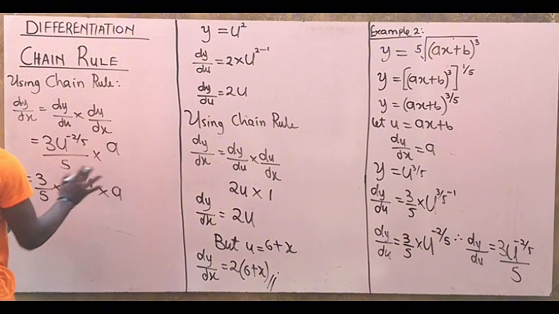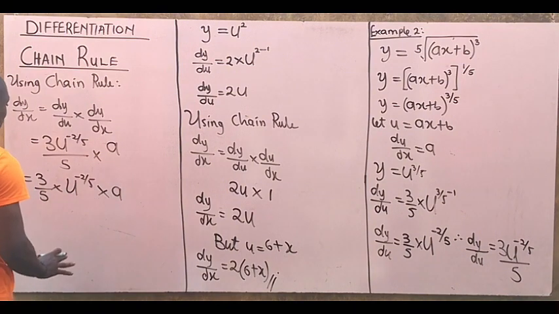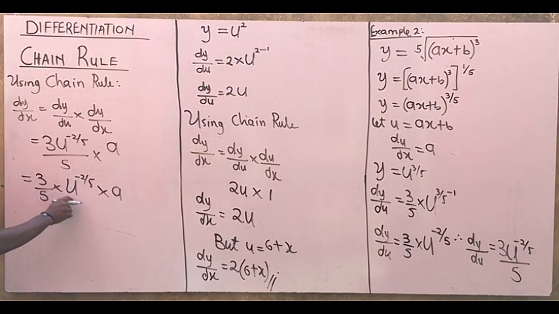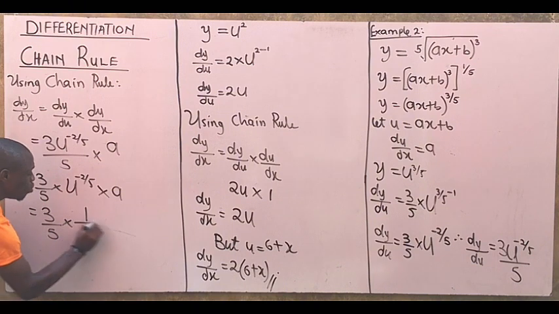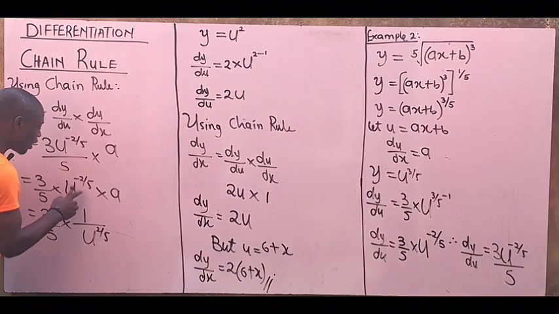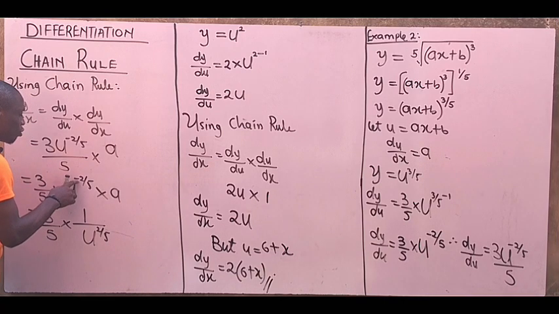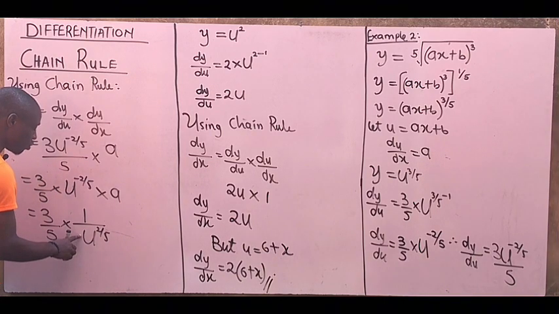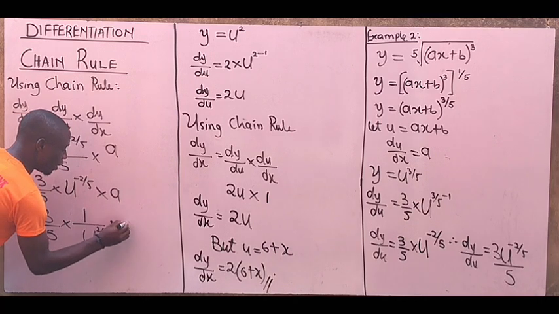I spread it out, right? Is it correct this way? So it means that if I take this one back to indices, I'll have 3 over 5 multiplied by, take this one to indices, that becomes 1 over u to the power 2 over 5. This one becomes u to the power minus 2 over 5 in indices, and I'll have this multiplied by a.